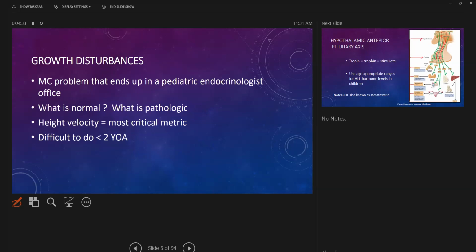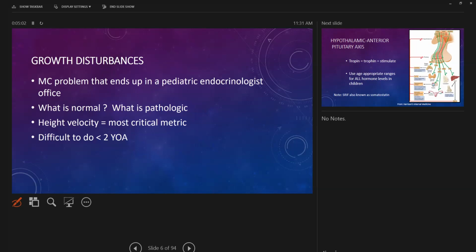Height velocity. Height velocity is actually the most critical metric for predicting some sort of abnormality or pathology, particularly in endocrinopathy. This is difficult to do at less than 2 years of age, as the variability of length at these ages is very vast, but later on we have a little bit more of a tighter range, so abnormalities might be easier to find.